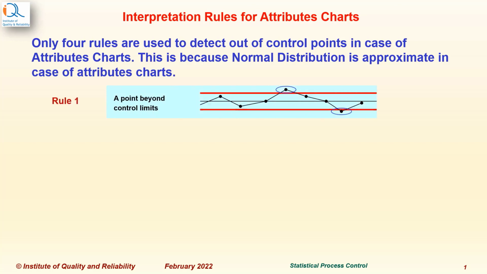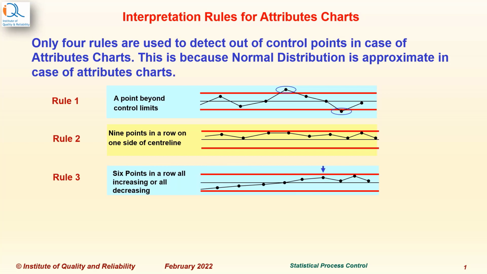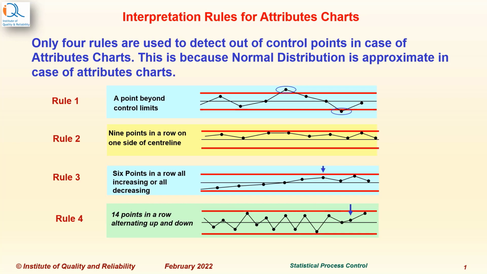Rule 1, a point beyond control limits. Rule 2, 9 points in a row on one side of the center line. Rule 3, 6 points in a row, all increasing or all decreasing. And Rule 4, 14 points in a row alternating up and down.